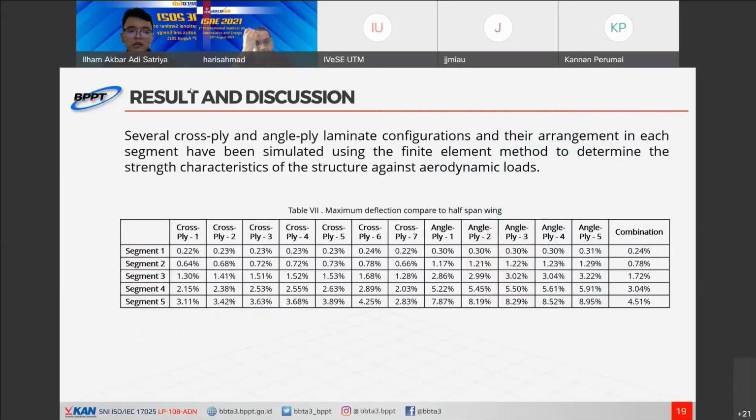From the several cross-ply and angle-ply laminate configurations, the arrangement of the segments has been simulated using the finite element method to determine the strength and characteristics. And this is the result of the maximum deflection compared to the half-span wing. This is segment 1, 2, 3, and 5, and 4. And we also ran combination 1. This is the combination of the cross-ply and angle-ply.